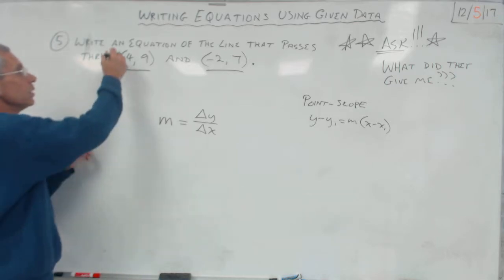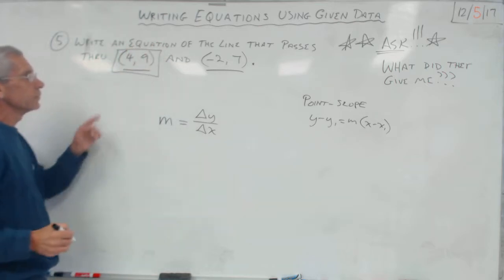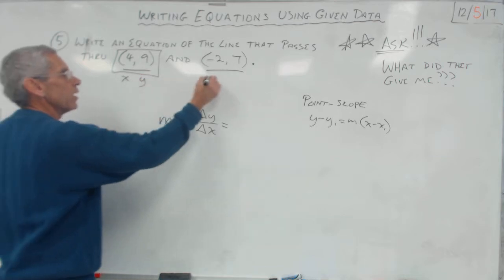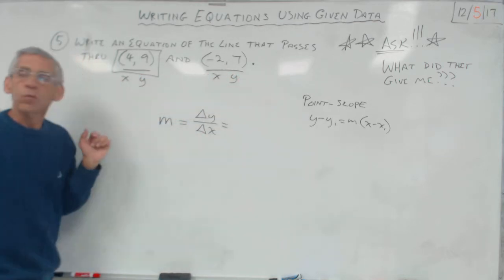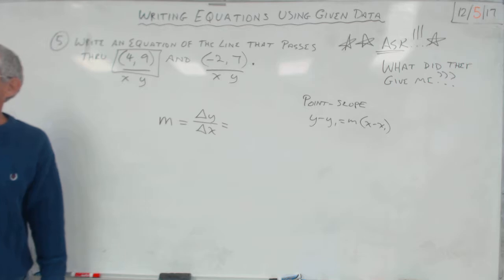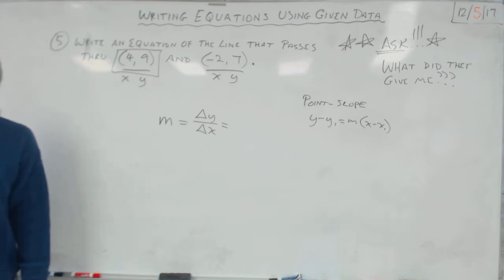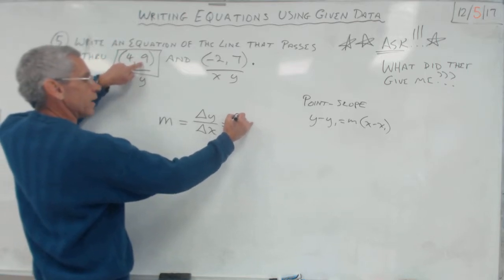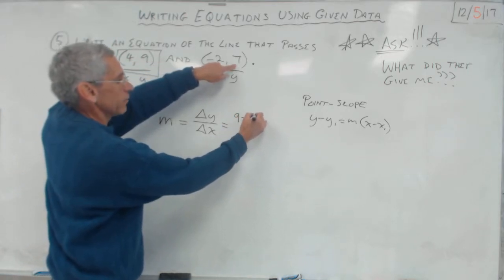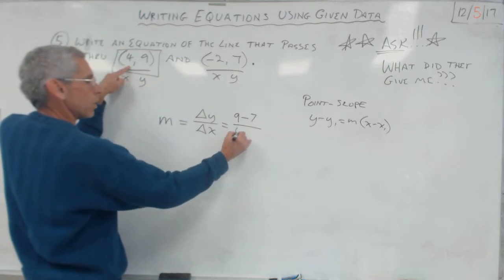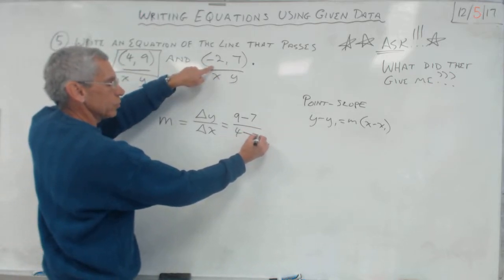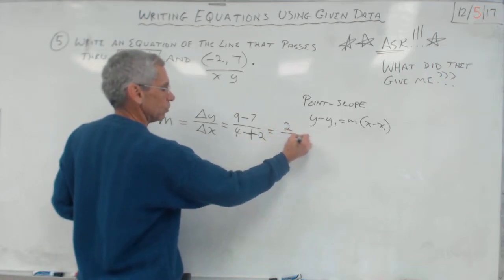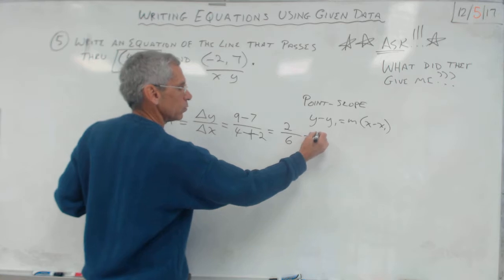Now, I'm going to put a box around one of the points, that one, because that's the bigger one. I remember this is my x and this is my y. Which goes on top? The y's go on top. So I'm going to do 9 minus 7 over 4 minus negative 2, which makes it a plus 2. So my slope is 2 over 6, which is 1/3.